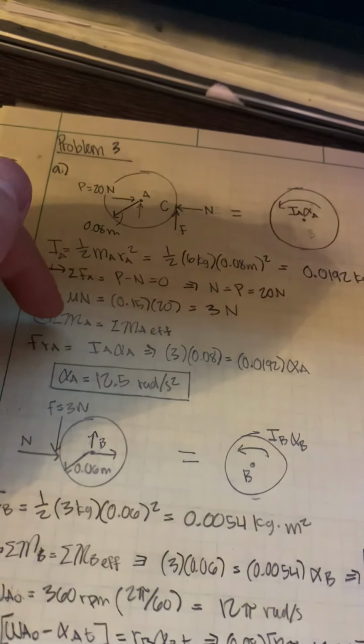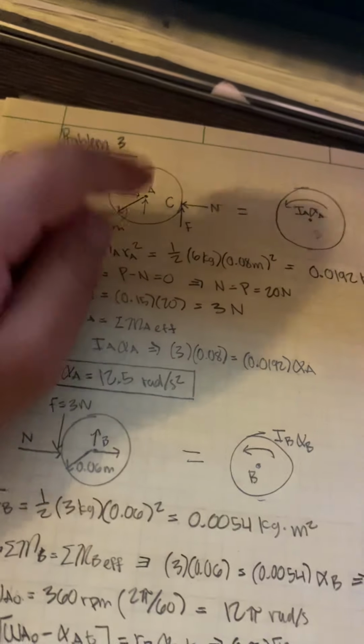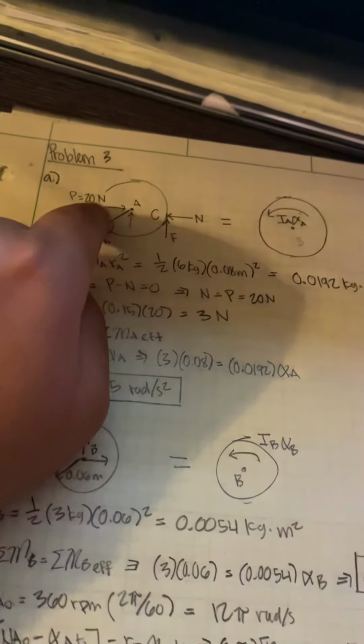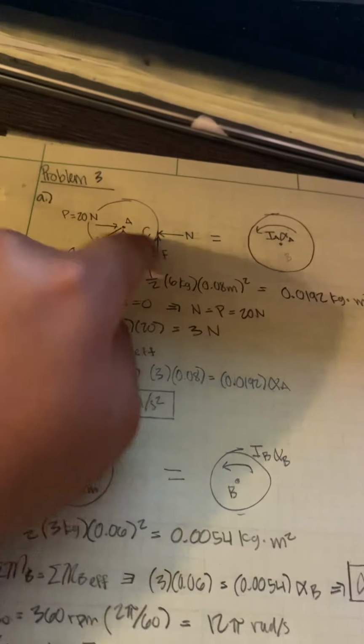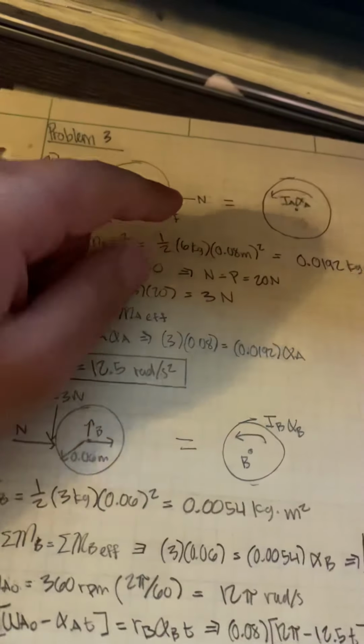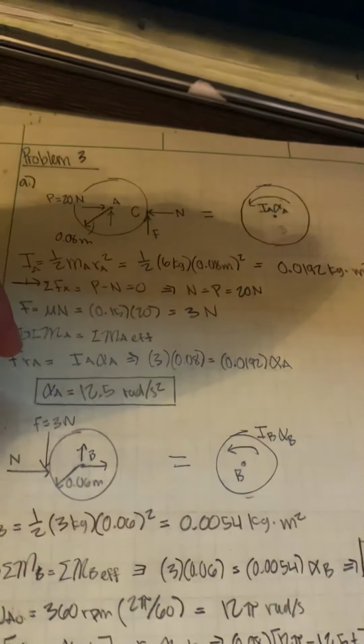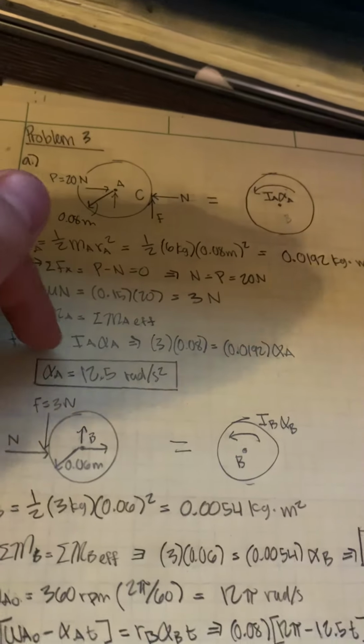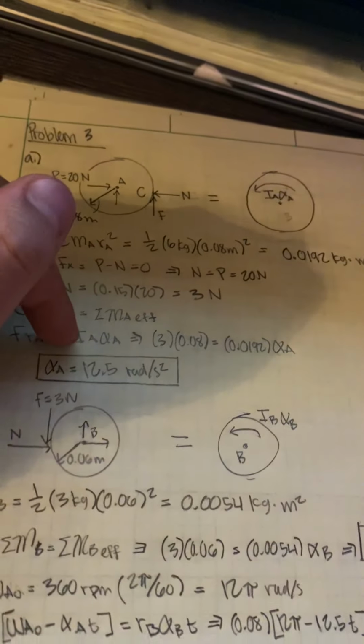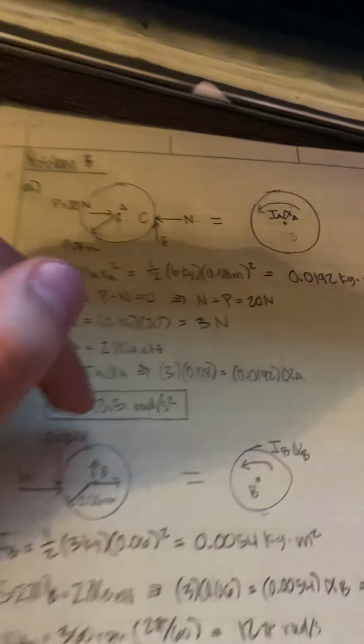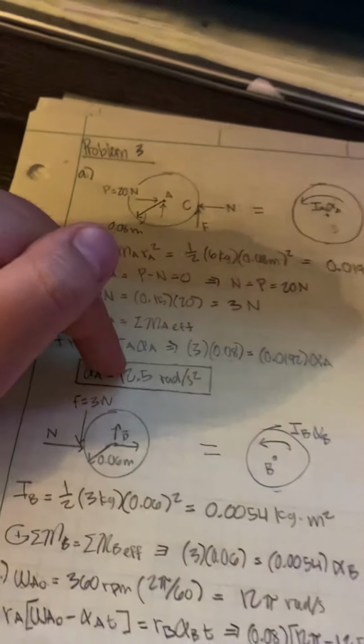So we're taking it at point A, and these two cancel out since they're going through the point. So we only use the friction force times the radius, equal to the moment of inertia times the angular acceleration, and we get the angular acceleration to be 12.5.